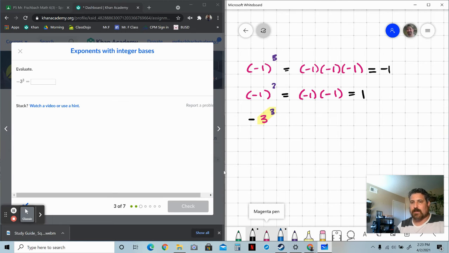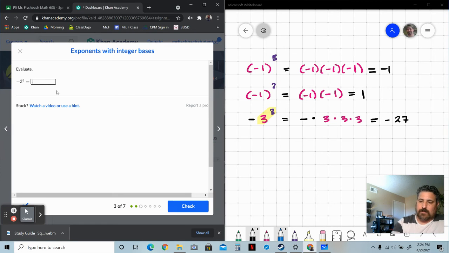So what would that look like? You have a negative in front, and you're multiplying that by 3 to the third. Well, what is 3 to the third? It's 3 times 3 times 3. So what is the answer then? 3 times 3 times 3 is going to be a positive value, which is 9 times 3, which is 27. But then you're going to multiply it by a negative. So this is going to be -27. And that's how you do that problem. Okay? So it's going to be -27.